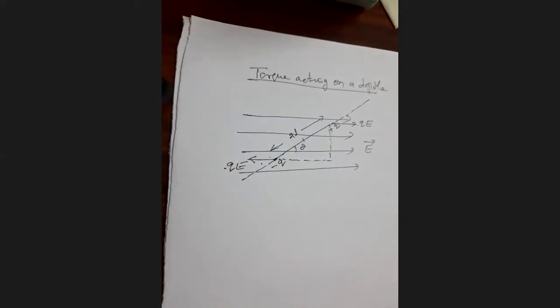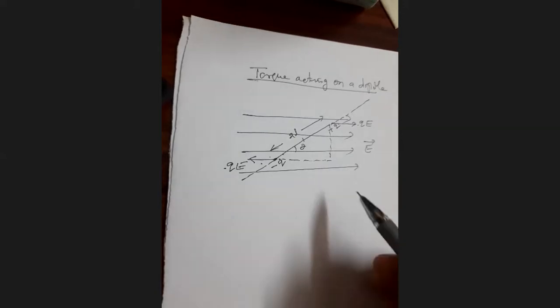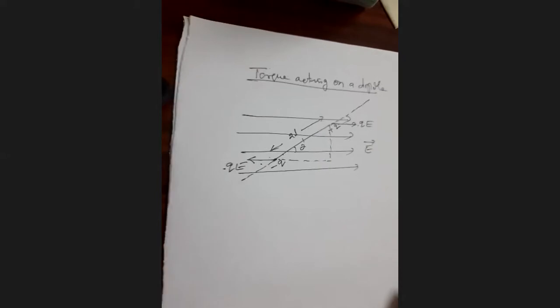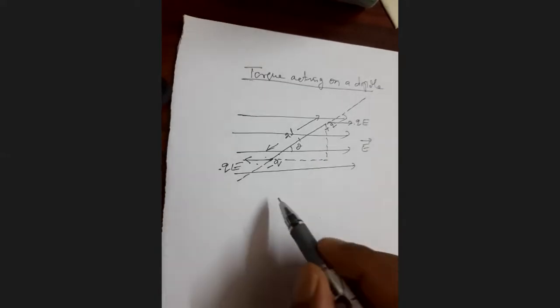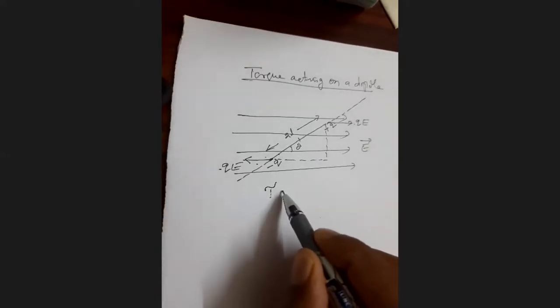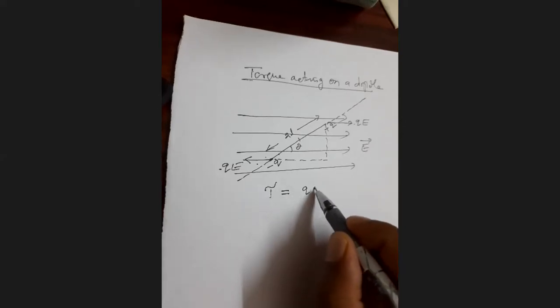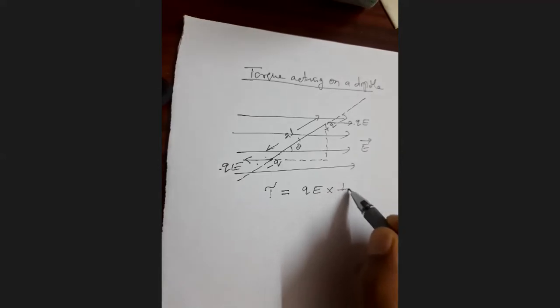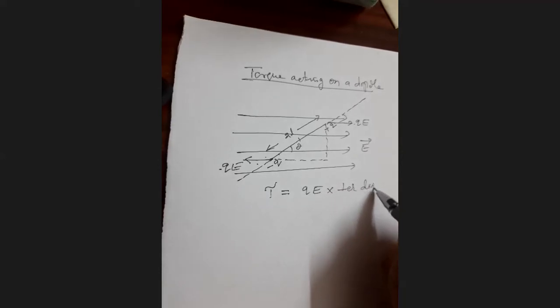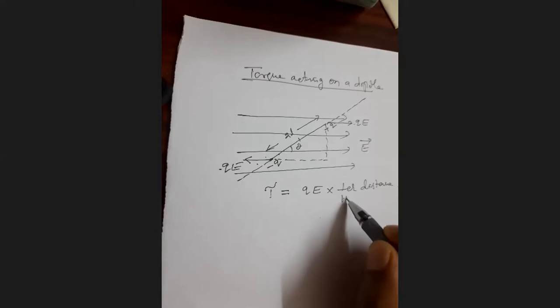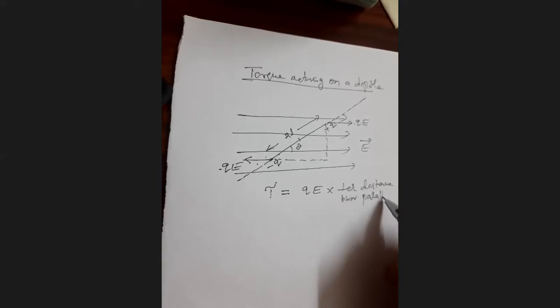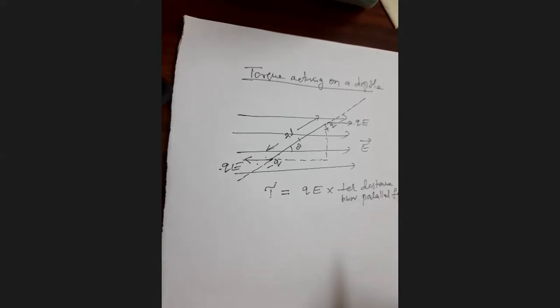Due to the couple acting on the dipole, it can be rotated in the uniform electric field. Now the couple acting on the electric dipole is given by any one of the forces qE into the perpendicular distance between the parallel forces. This is the moment of the couple, or torque formula.